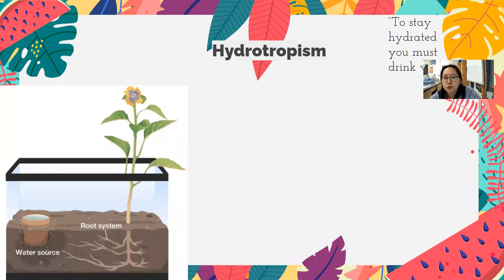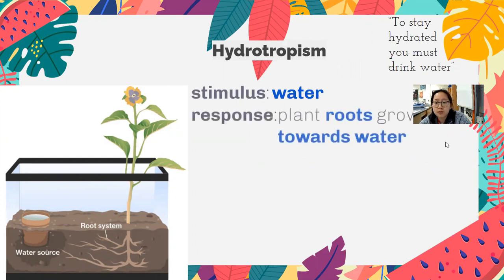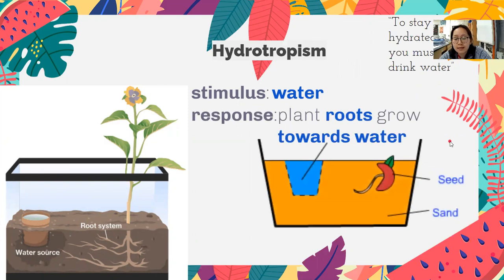Hydrotropism is related to water, right? To stay hydrated, you must drink water. For plants, they need water too for survival. So usually it's going to be related to the roots and the base of the plant where it's reaching for the water, wherever it can locate it. So the stimulus is water. The response is plant roots grow towards water. And this can happen even from a very, very small seed from the very beginning of the plant growing. You'll see that the aim is to get the roots as close to water as possible.